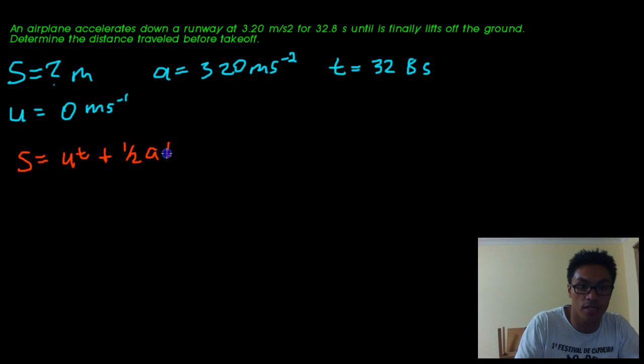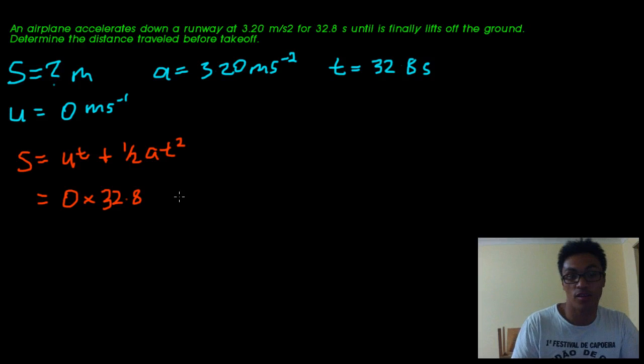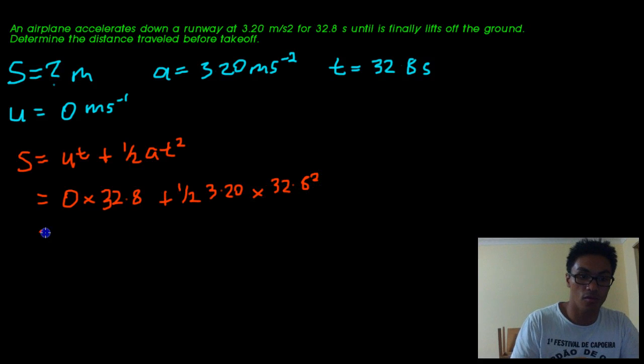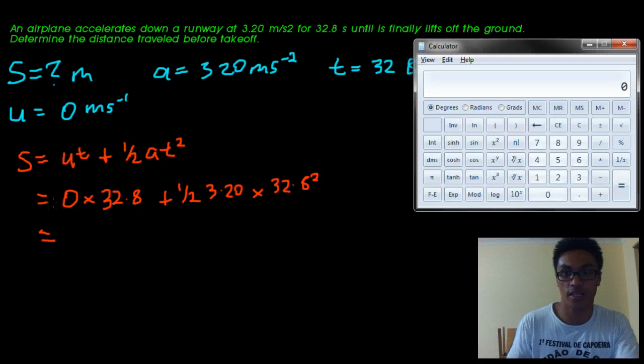half at squared. So if we plug in our values, because we've got some of our values, you'll see that if our u is 0 and our time is 32.8, we know that that particular term is going to be 0, and you add that to half our acceleration, 3.2 meters per second, times 32.8 squared. Okay, let's get out my trusty calculator and have a look at that.